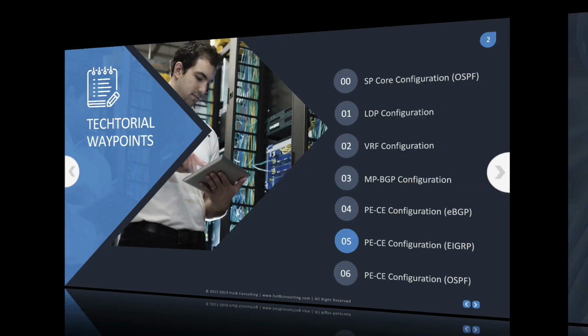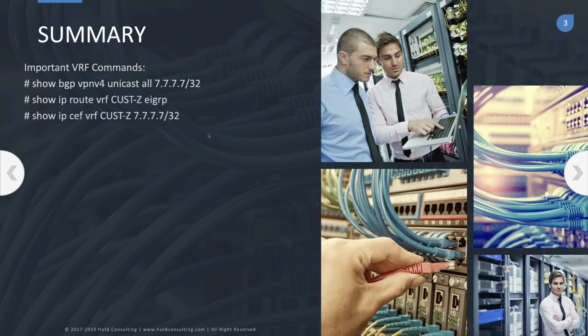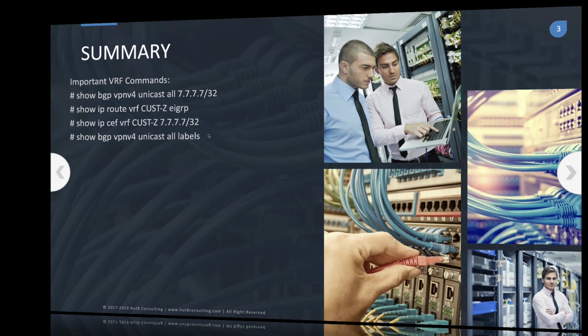All right, well, that is going to do it for using EIGRP as the PE to CE routing protocol. And again, we took a look at the BGP extended community attributes for EIGRP routing. And here are some of the commands that we ran that can give you some additional information. Again, I don't think I ran show BGP VPNv4 unicast all labels, but that's a great command to run. You can see your labeling information. And most importantly, we saw the truck, which showed us how your traffic is going to go from one side of the provider cloud to the other.